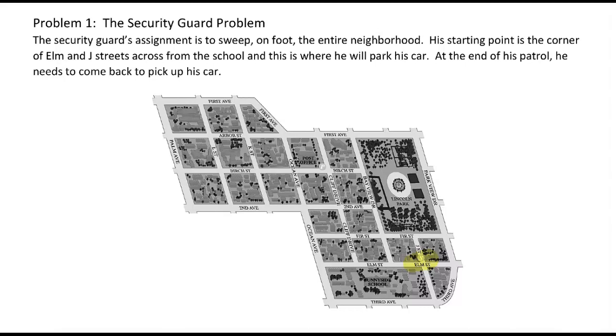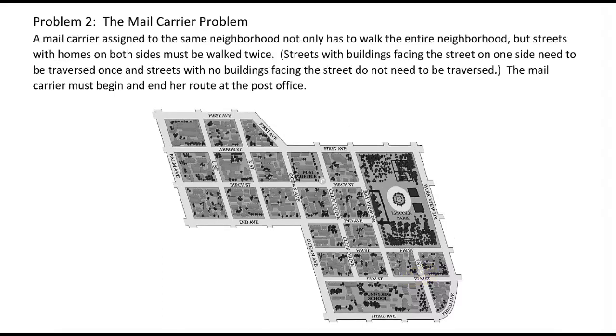Let's look at our second scenario. The second one is called the mail carrier problem. This is the same neighborhood as the security guard is assigned to, but the mail carrier has a different task. They not only have to walk the entire neighborhood, but if there's a street that has houses on both sides, they need to walk both sides of the street. They need to walk that street twice. The mail carrier will start and end at the post office, which is here.